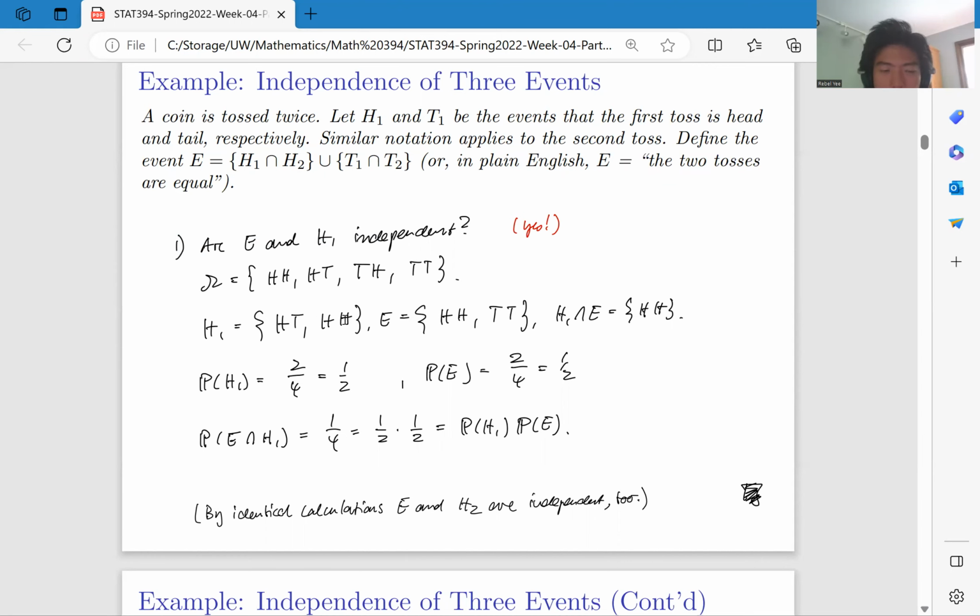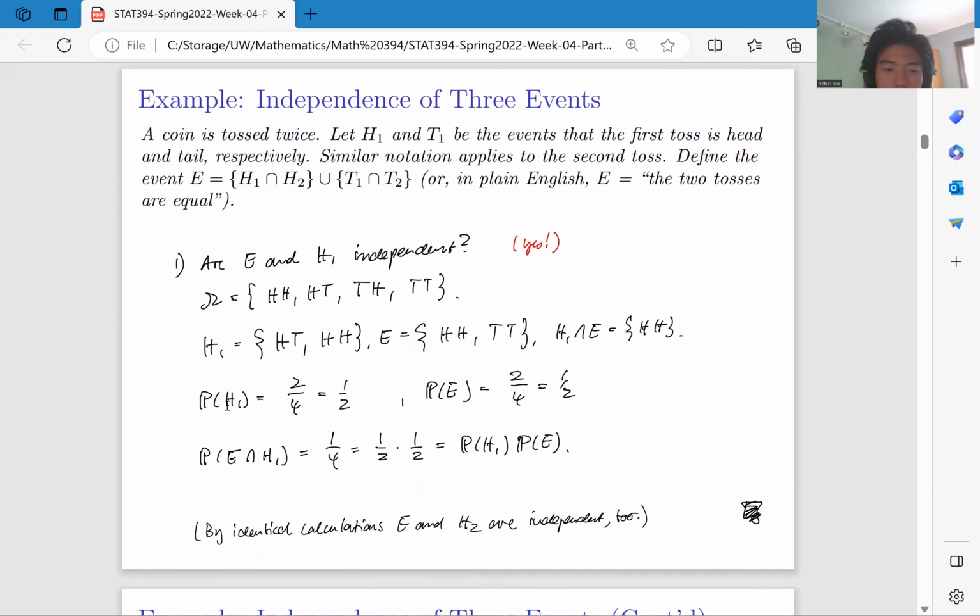So now we can calculate P(H1) is equal to 1/2, P(E) is also 1 over 2. So if we multiply them together, it's 1 over 4. And because H1 intersection with E is also equal to 1 over 4, we say the probability of E intersection with H1 is equal to the probability of H1 times the probability of E, and they are equal. So by this formula, we can say they are independent. We have already proved that.